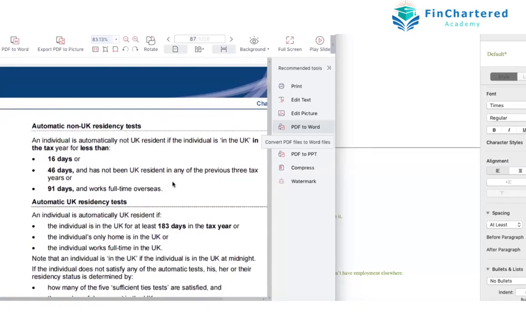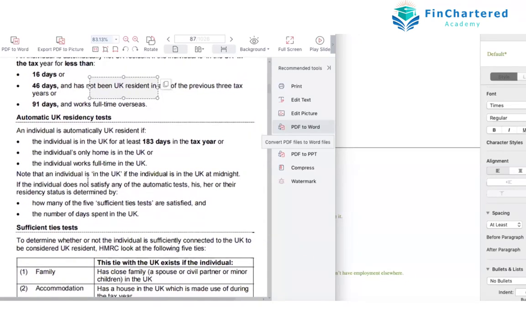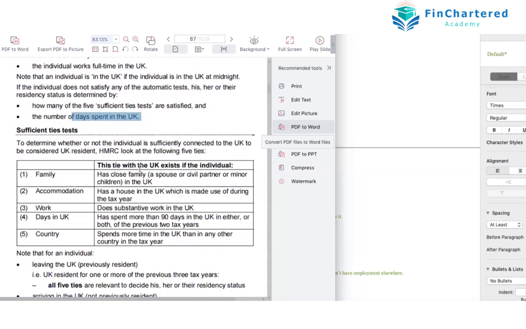So automatic non-UK residency test is clear. Automatic UK residency test is clear. If the individual does not satisfy any of the automatic tests, his, her, or their residence status is determined by how many of the 5 sufficient ties tests are satisfied and how many days are spent in the UK. So, to determine whether or not the individual is sufficiently connected to the UK to be considered UK resident, HMRC look at the following 5 types.